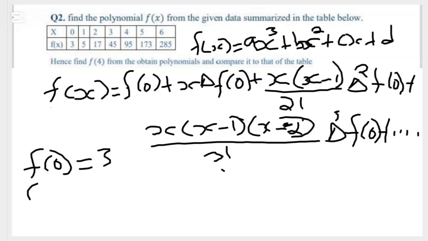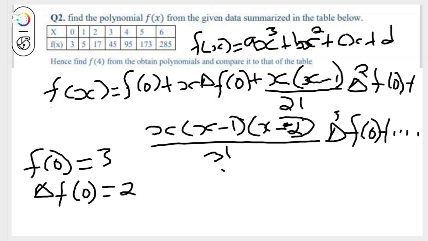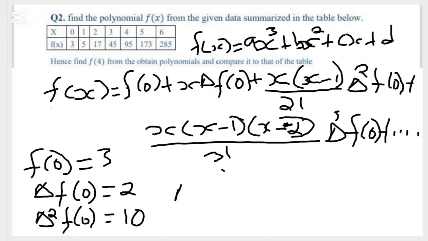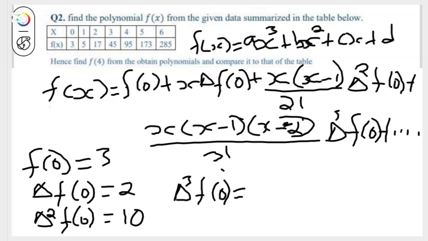it is the same thing as 3, and therefore the df of 0, it is the same thing as 2. And also the d square of this f of 0, it is the same thing as 10, and therefore the d power 3 of f of 0, it is the same thing as 6.